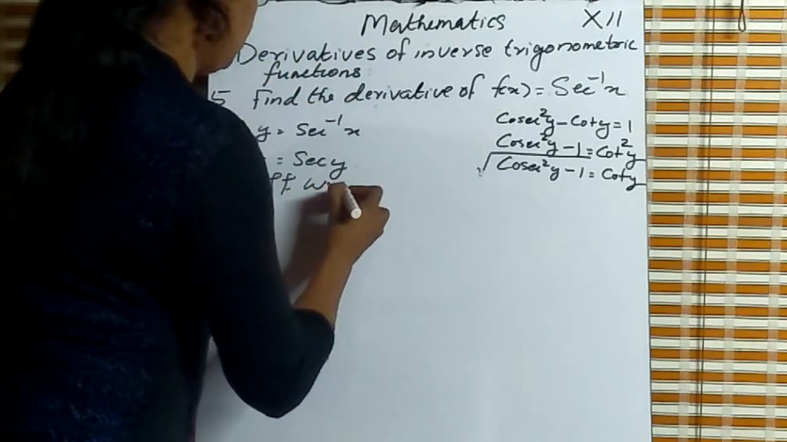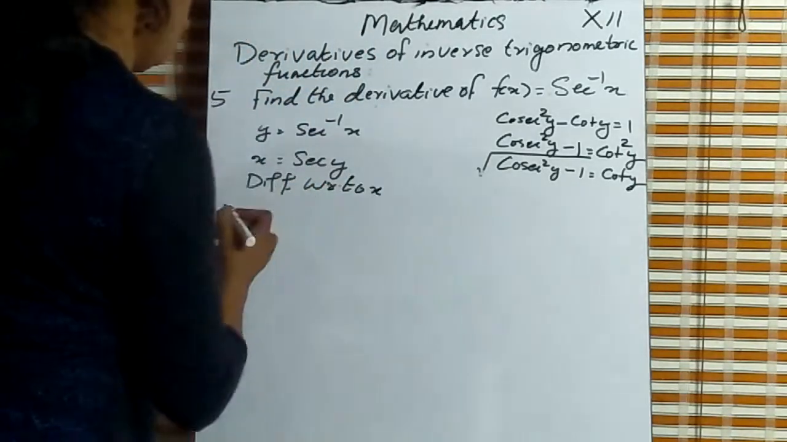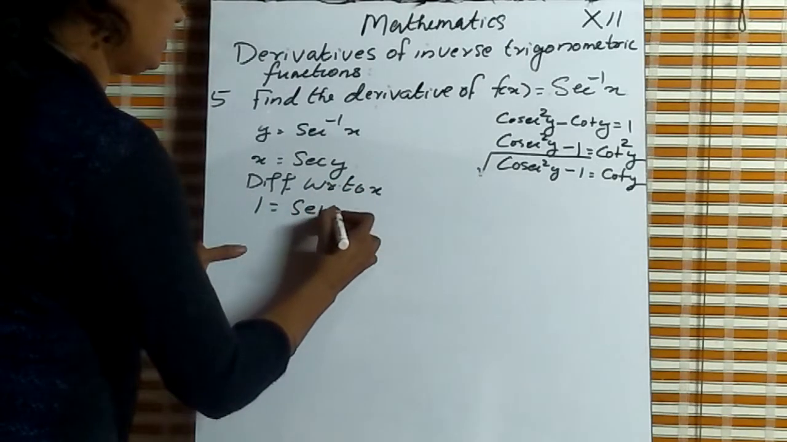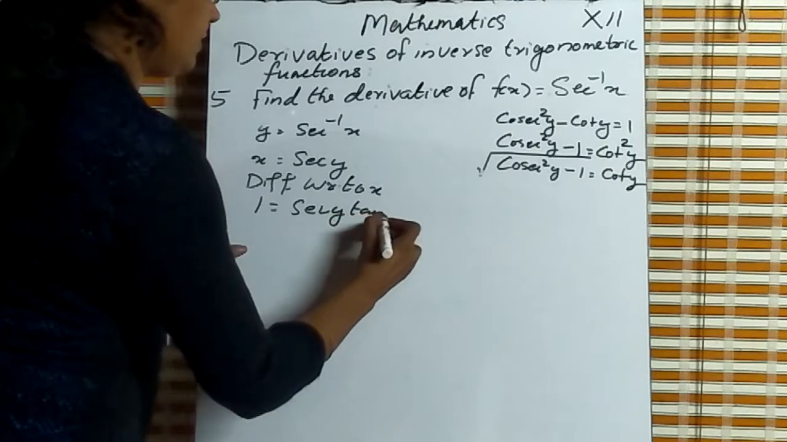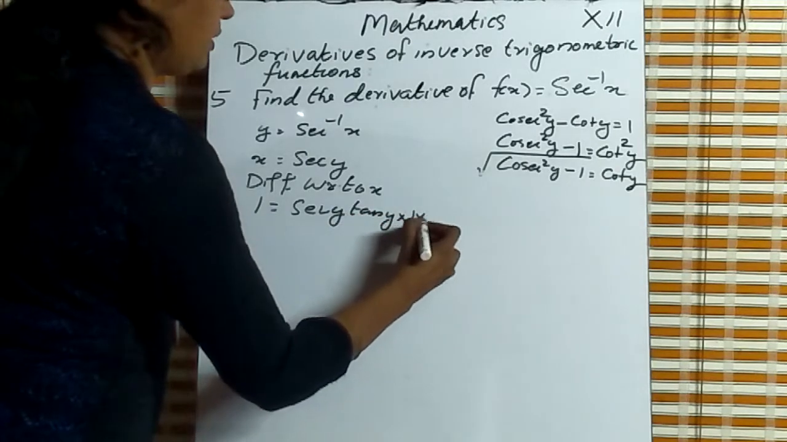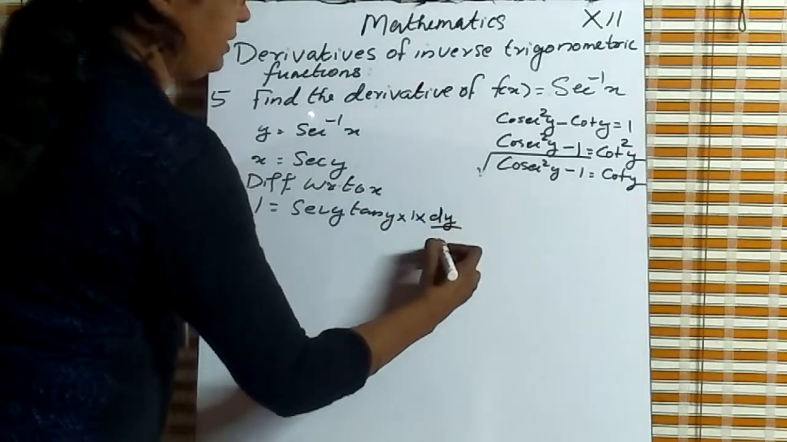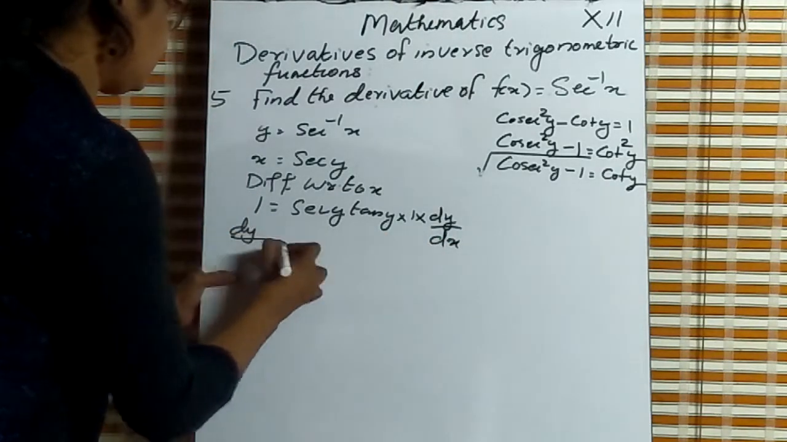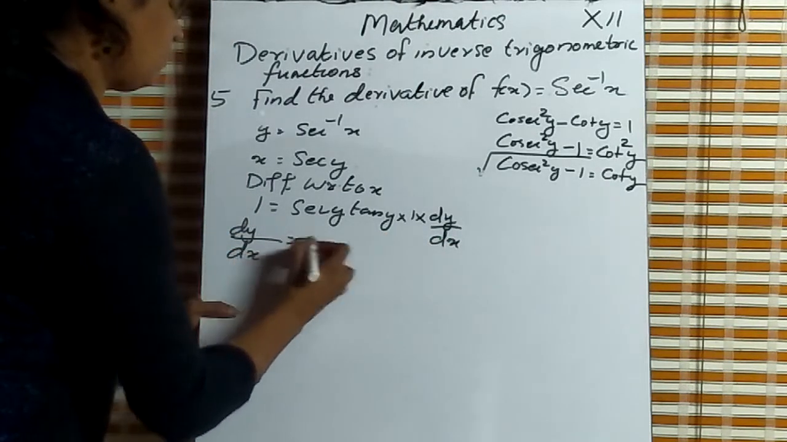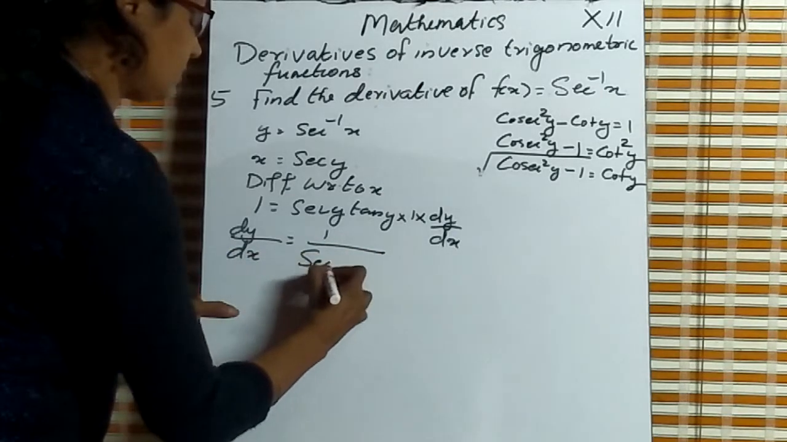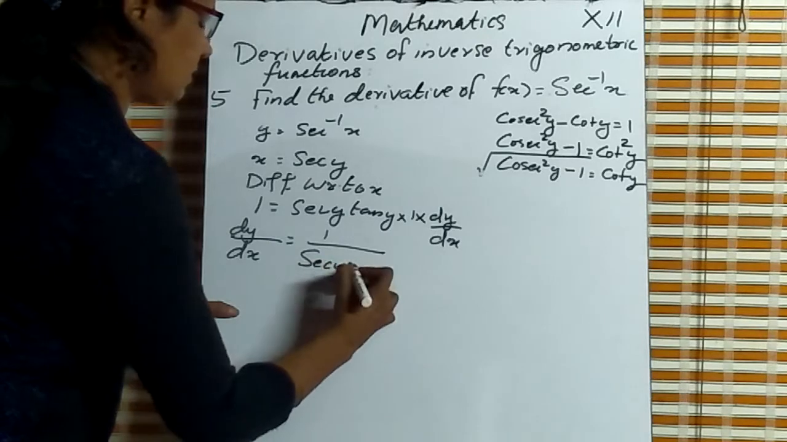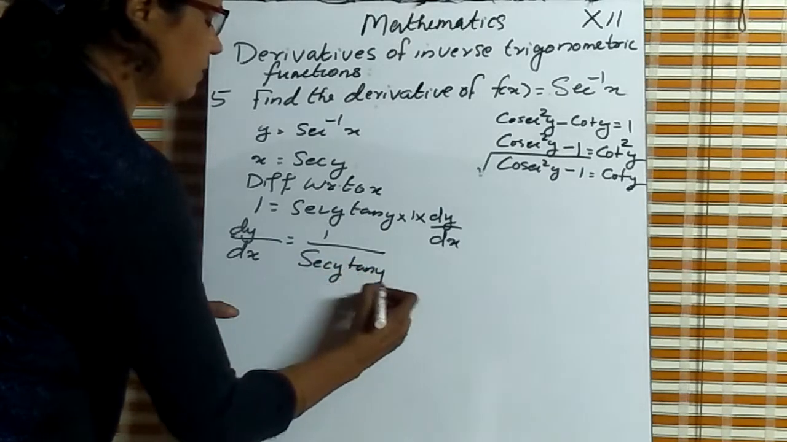Differentiating with respect to x, 1 is equal to sec y tan y into 1 into dy by dx. Therefore, dy by dx is equal to 1 by sec y tan y.